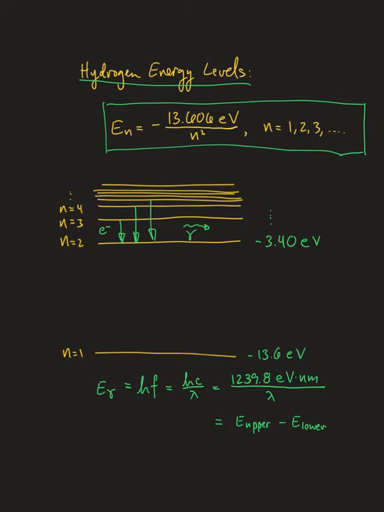So let's imagine that we take as given the value of the energy level here for n equal to 2. Suppose that we know that that's minus 3.40 electron volts.